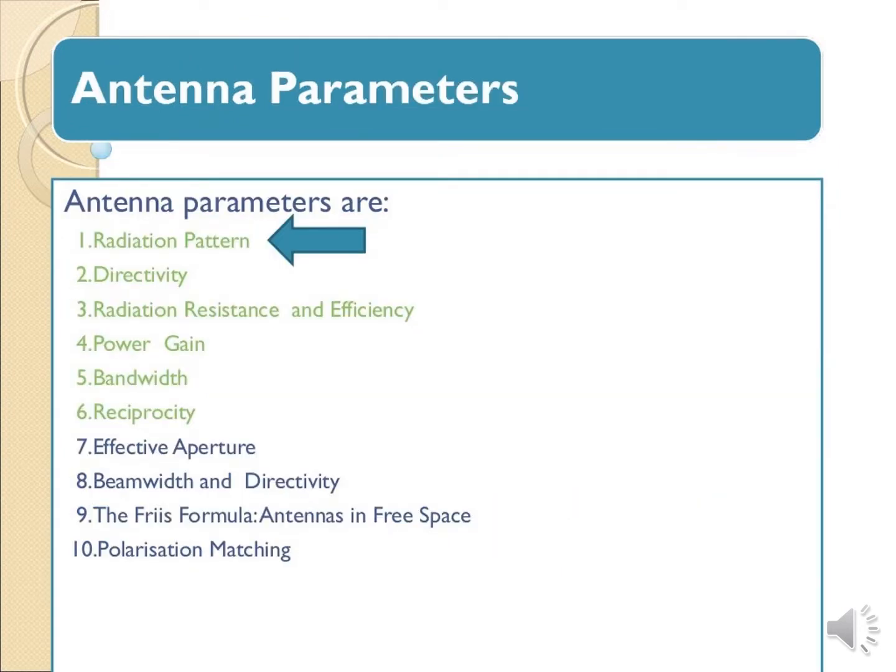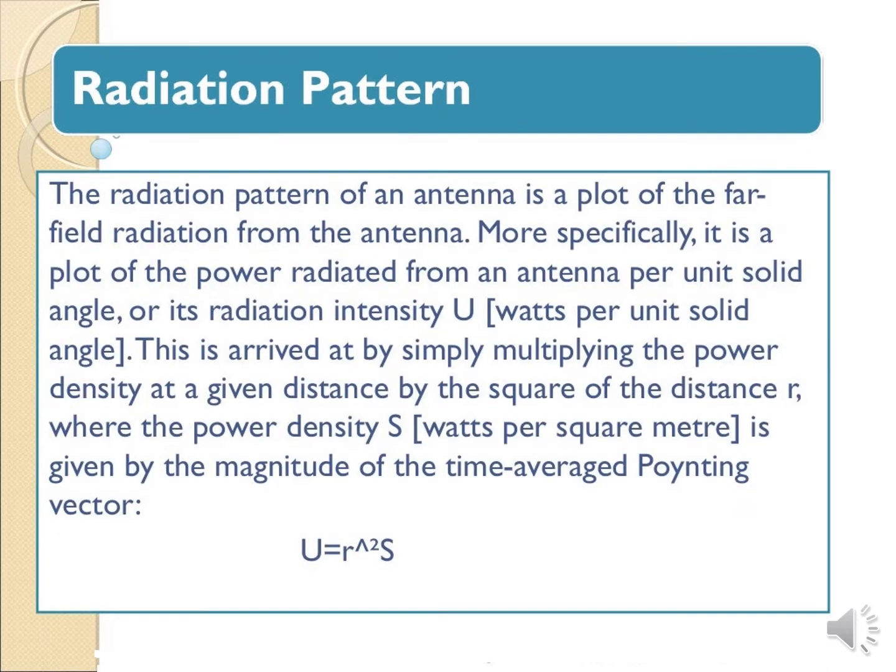Coming to the next, the antenna parameters, let's see them in detail one by one. The first one is the radiation pattern. What is the radiation pattern? The radiation pattern is a plot of the far field radiation from the antenna. Specifically, it is the power radiated from the antenna per unit solid angle, or the radiation intensity. We calculate this by simply multiplying the power density at any given distance by the square of the distance, where the distance is denoted by r.